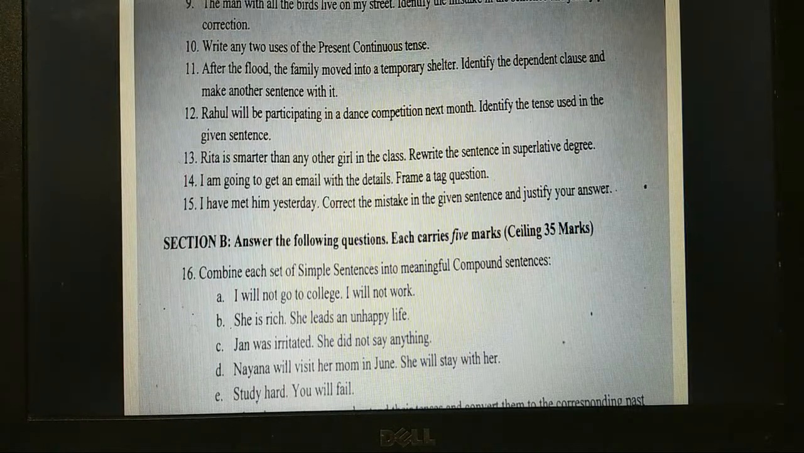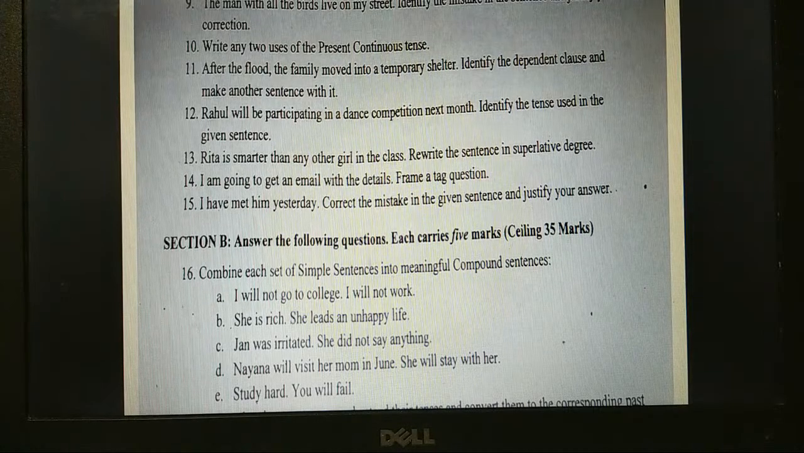Now question number 15. I have met him yesterday. Correct the mistake in the given sentence and justify your answer. This justification of your answer is important. I have met him yesterday. This is wrong, because you have two reasons. One is, it is have met, present perfect, but now that you have the past tense adverbial yesterday, the adverbial shouldn't go with present perfect tense. So you can correct it this way.